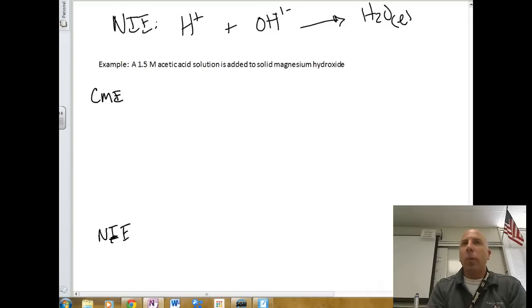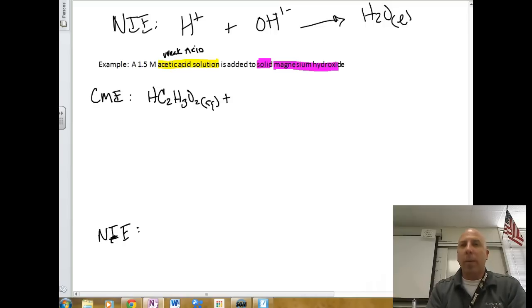A couple things we really need to pay attention to. We do have an acetic acid solution, but we know that acetic acid is a weak acid because it's not one of the 7 strongs. We also have solid magnesium hydroxide, and we need to identify that it's a solid, especially for a net ionic equation. So for the complete equation, we're going to write acetic acid, which is the acetate ion with the hydrogen popped on front. I'm going to write it as aqueous, but that's kind of misleading. We'll talk about that in a moment.